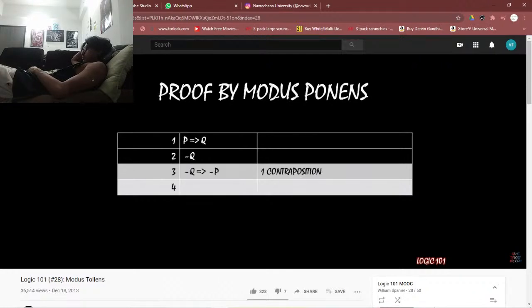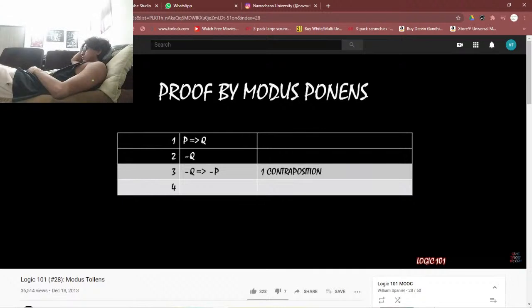And we can actually use modus ponens here if we take the first premise, P implies Q, and we use contraposition. So the contrapositive of P implies Q is not Q implies not P. So we just take line 1 and we apply the contraposition to it, and we get not Q implies not P. That's a valid rule of replacement.